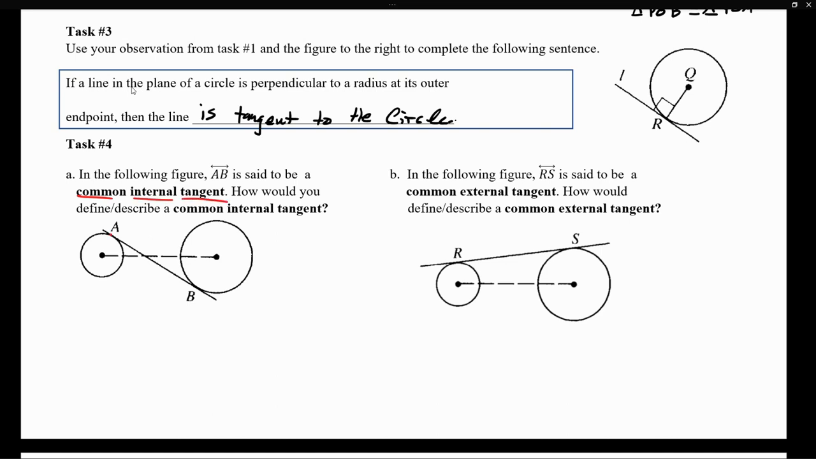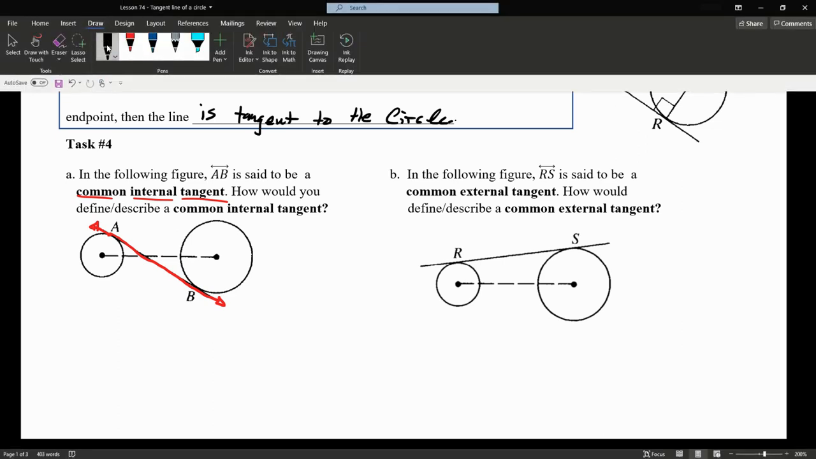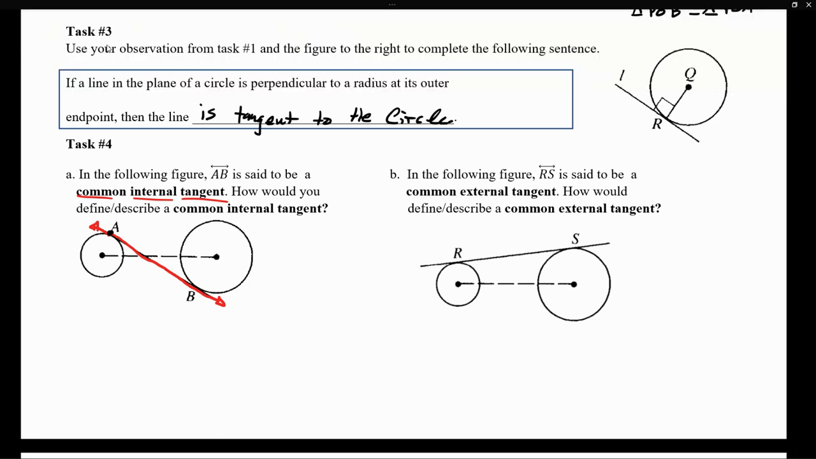So we're saying that this line, AB, well, it's not even a line segment, it's just a straight line. We're saying that this tangent line is tangent at two different points, and each point corresponds to an individual circle. We're saying that this line is called a common internal tangent. Now the question is, how will we define or describe a common internal tangent line?